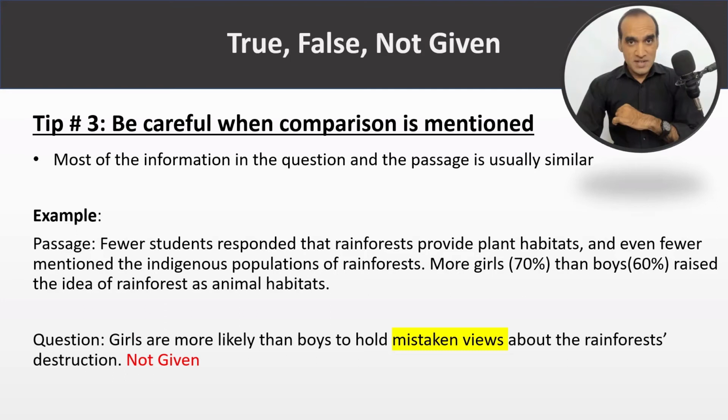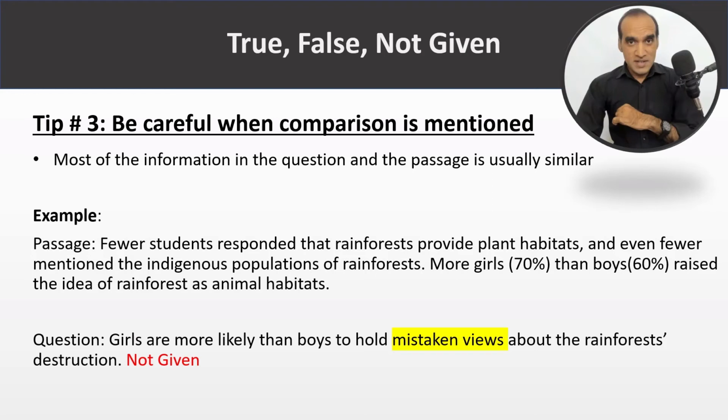So if we look at one part of the question, it appears true, more girls than boys. But if we look at the other part of the question, which is the mistaken views about the rainforest, this part is not given. So the statement is overall not given. So you have to decide about the overall information that the question is giving. In this question, one part is there, but the other part is not there. So that makes this question not given.